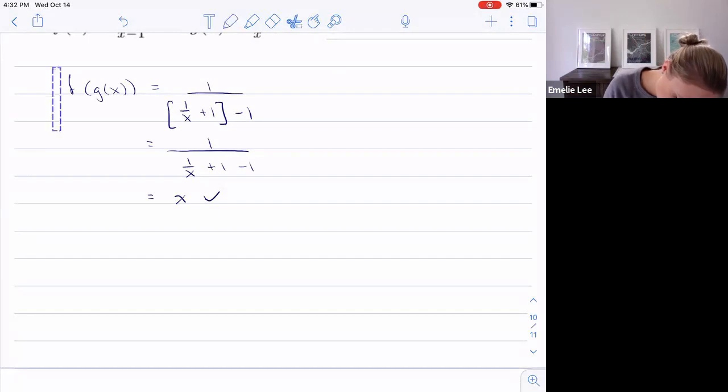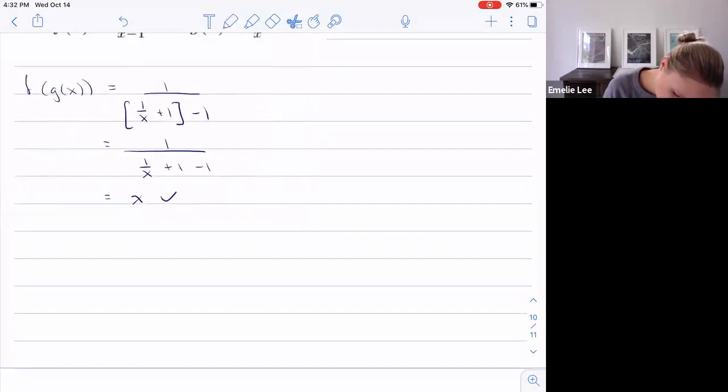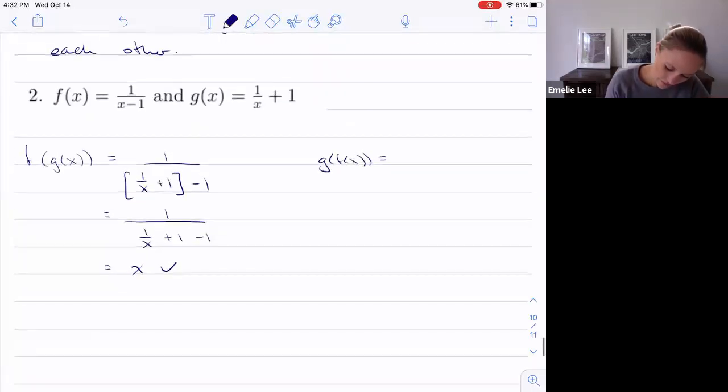Maybe I can put these side by side. G of f of x is 1 over x minus 1 plus 1.